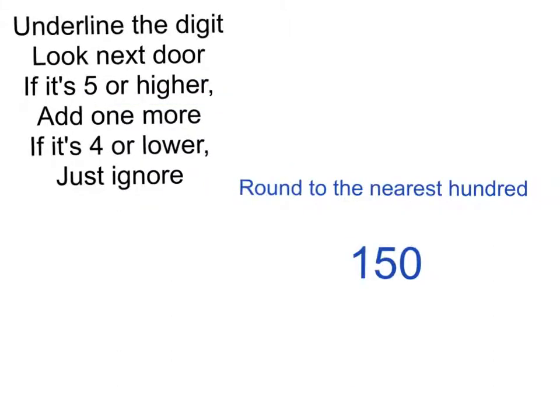What if you're asked to round to the nearest 100? Well, the rules are the same, but instead of underlining the tens place, you'll just underline the hundreds place. So underline the digit, look next door. If it's 5 or higher, add 1 more. And it is 5 or higher. So we're going to add 1 more to our underlined number to make it 2, and the rest of the numbers are zeros.